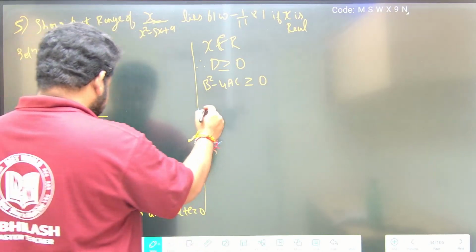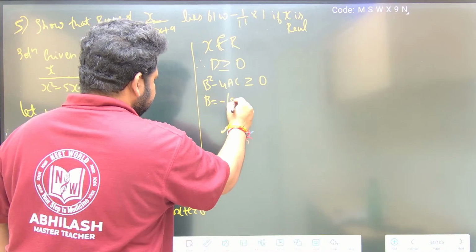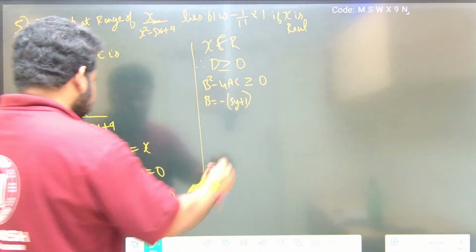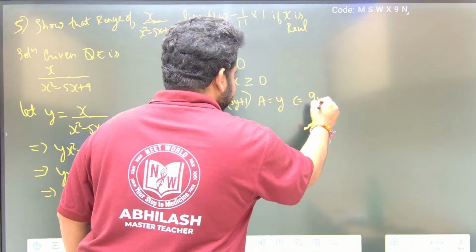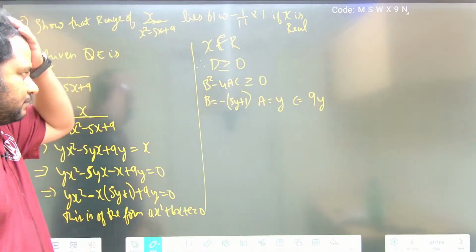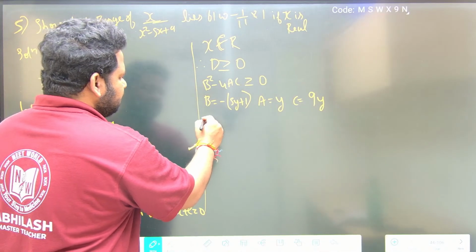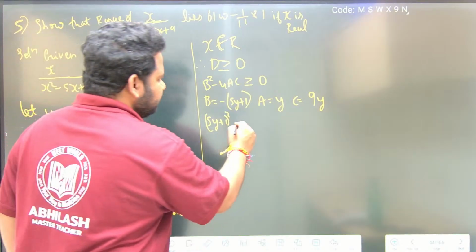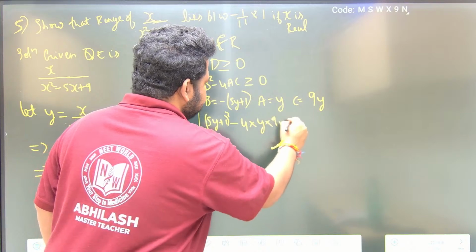Here b is what, friends? b is minus of 5y plus 1, a is y, and c is 9y. Now let us put it here. This will become minus 5y plus 1, that means 5y plus 1 whole square, minus into minus will become plus, minus 4ac, 4 into y into 9y is greater than or equal to 0.